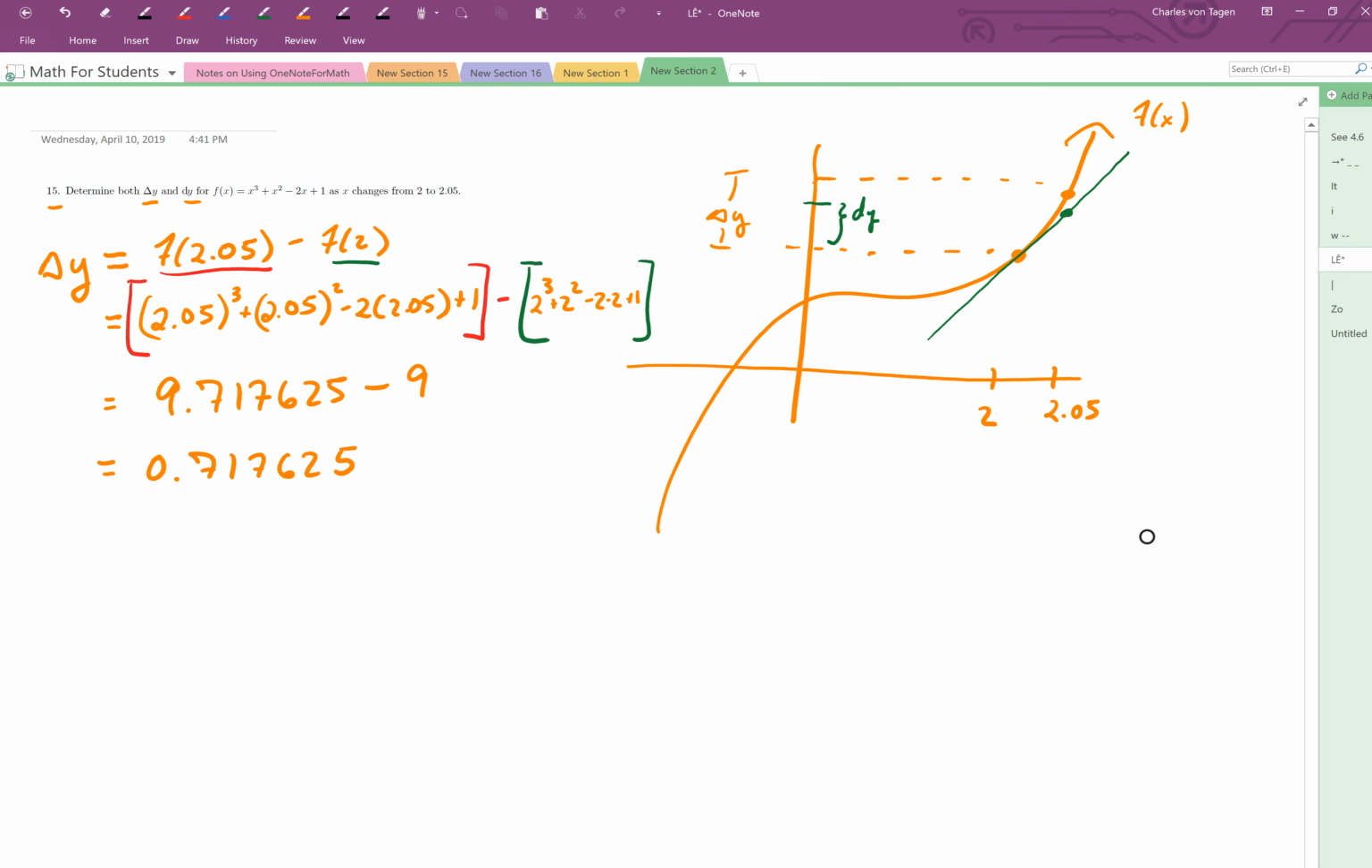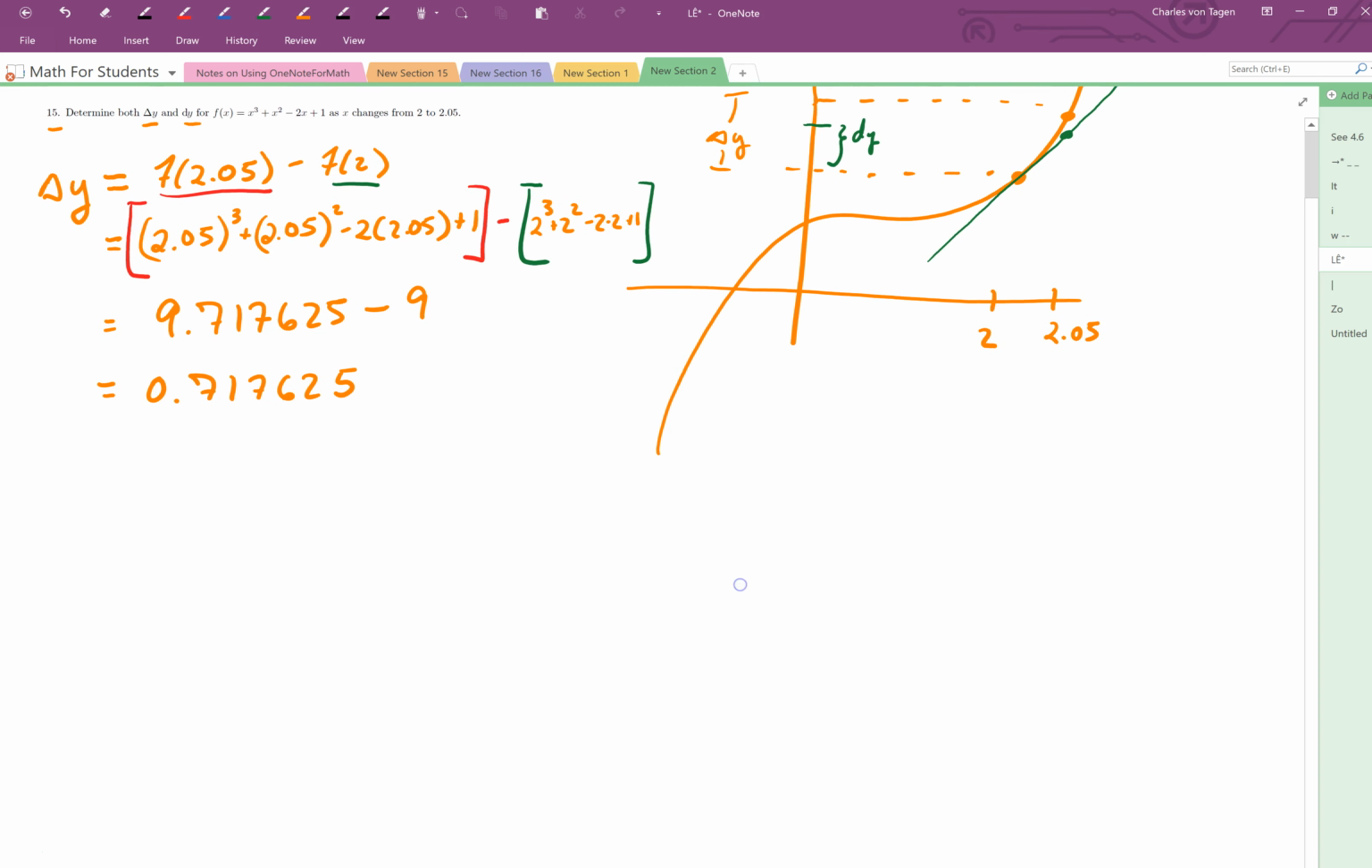But that was fairly difficult to calculate. We can get a very good approximation by calculating differential y without having to work with this number 2.05, I guess, is what I'm saying. So we said in the last video that differential y is equal to f prime of x times differential x, but always that's the same thing as f prime of x delta x.